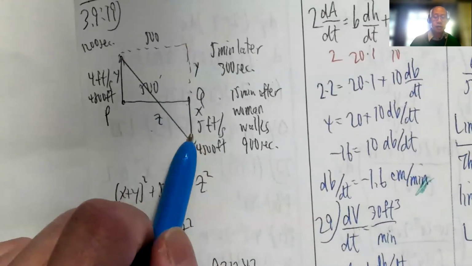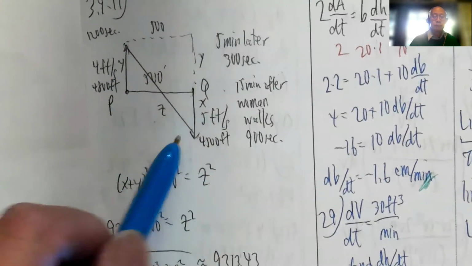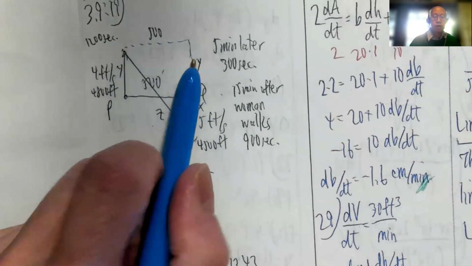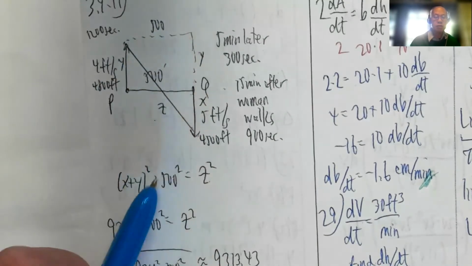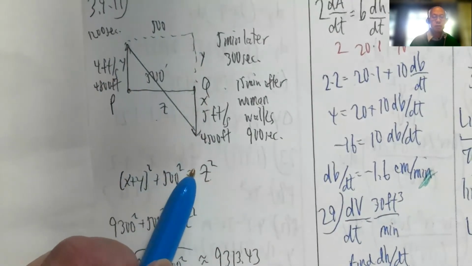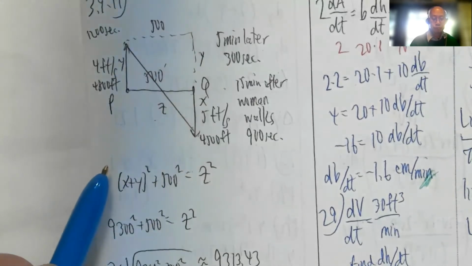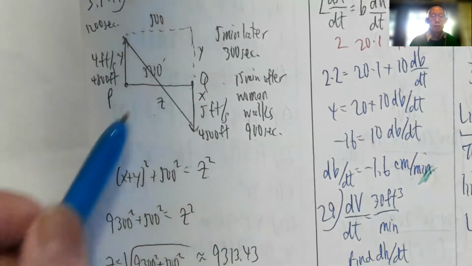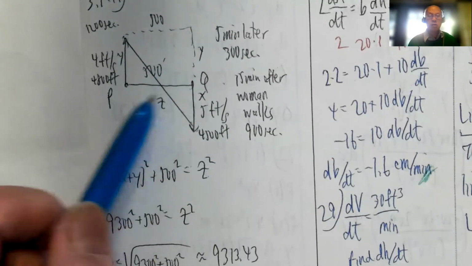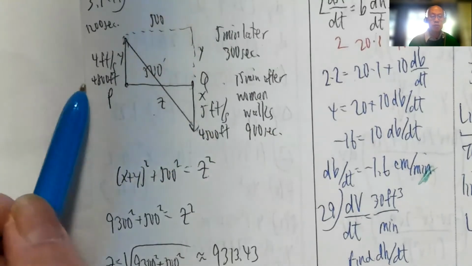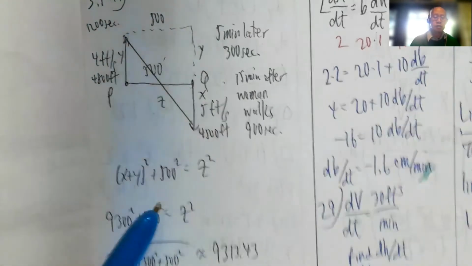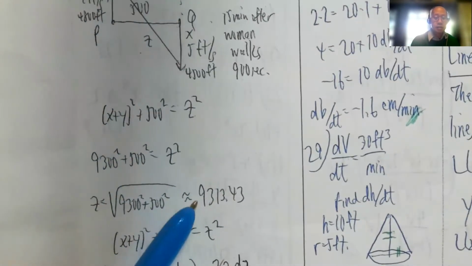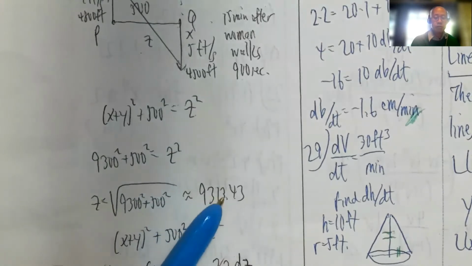Okay, so here's a picture. I drew this as 500. I come down like that, so I get a right triangle. Okay, so I call this x, that's y, that's 500, that's z. So I have x plus y squared plus 500 squared is equal to z squared. So the grand total that the two walked was 4,500 plus 4,800, which is 9,300. So 9,300 squared plus 500 squared is z squared. Z is approximately 9313.43.